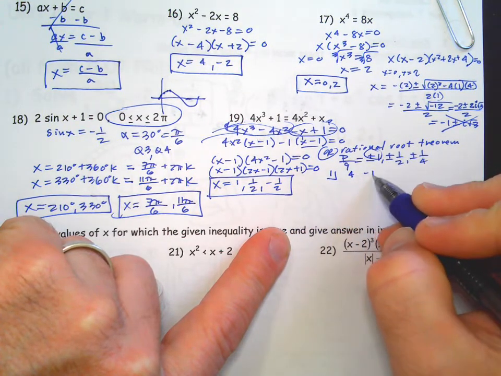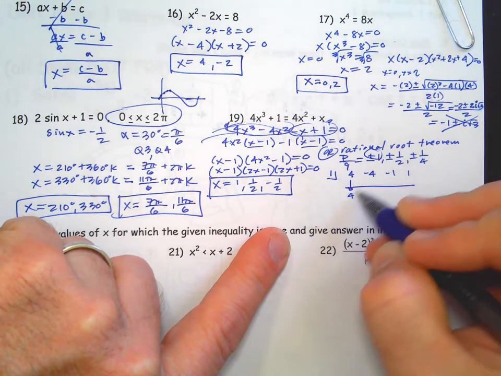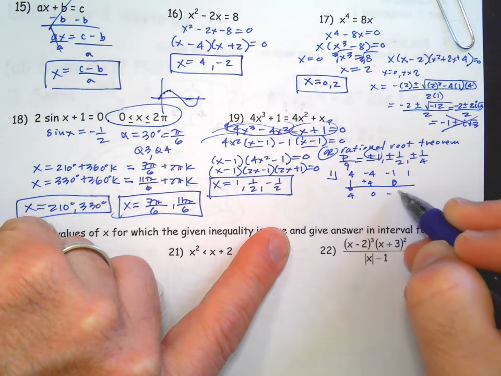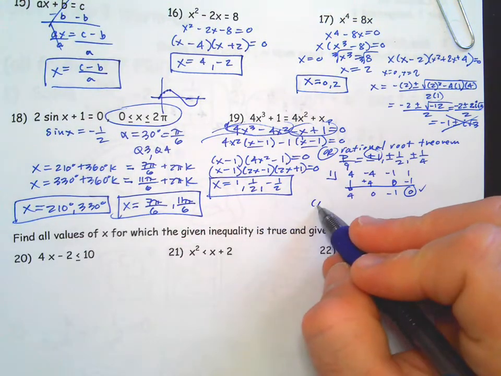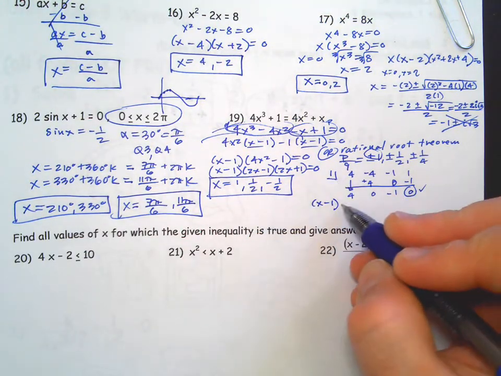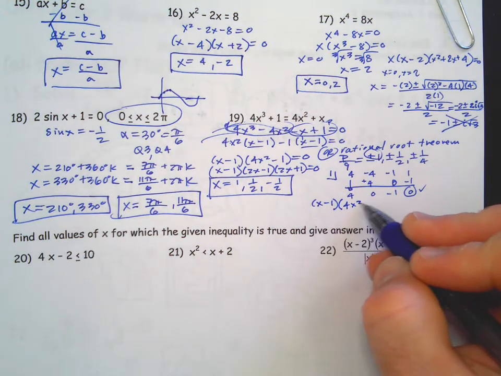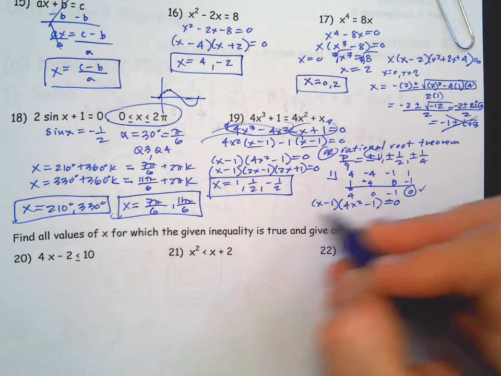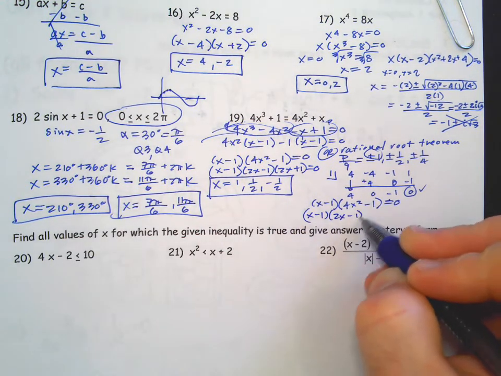So then you can use synthetic division. 4, negative 4, negative 1, 1. Drop the first number down. Multiply, add, multiply, add, multiply, add. You should get a 0 at the end if you've done everything right. So now you have x minus 1. That's where the plus 1 root comes from, the x minus 1 factor. And this is going to be 4x squared minus 1 equals 0. And then we're getting to the same place. And then I would just factor this difference of squares. That's the easiest way to do it.